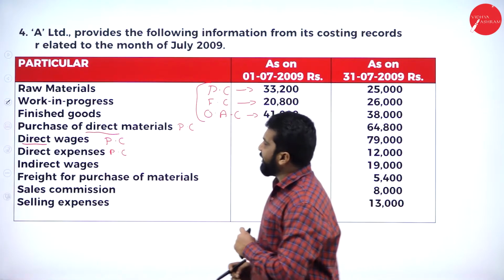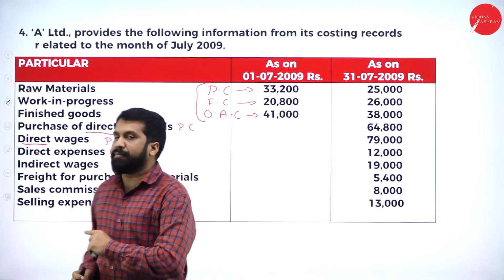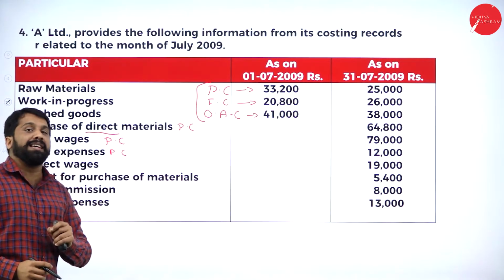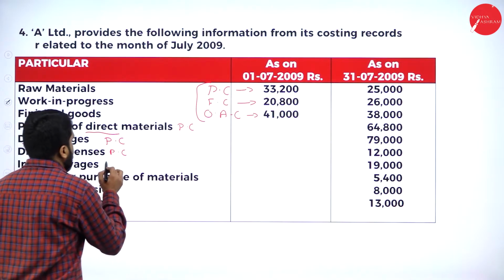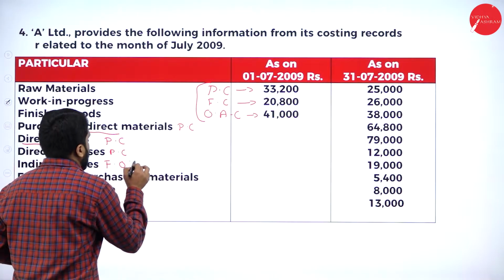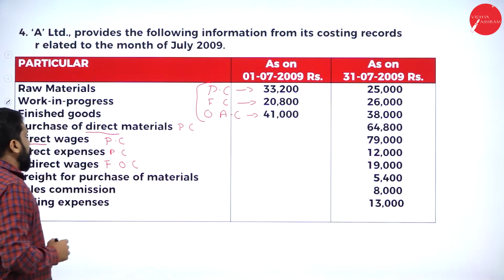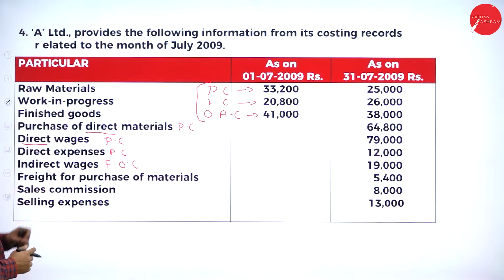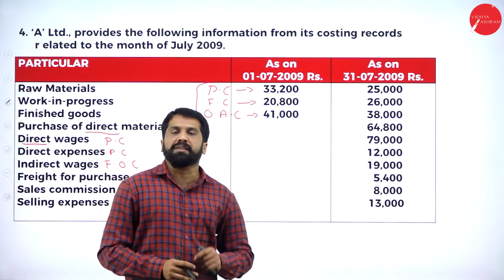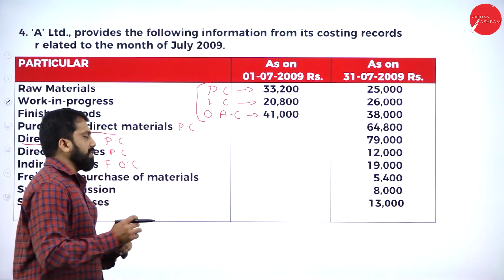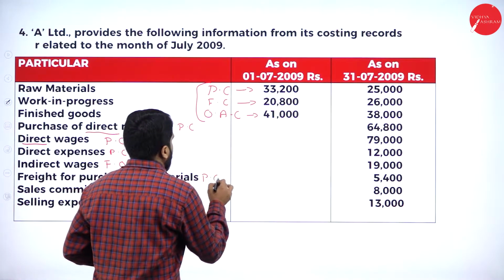Then you have indirect wages. Direct wages come under prime cost. Indirect wages come under factory cost. Now, this will come under factory overhead or factory cost. Then freight for purchase of material. See, this is nothing but your carriage inward. We call it prime cost.